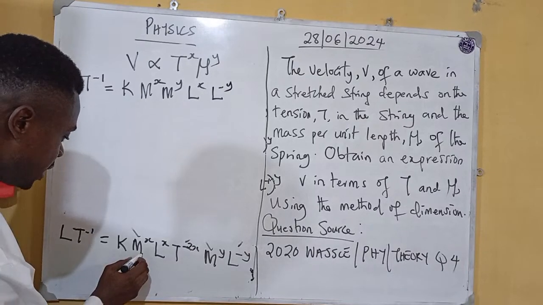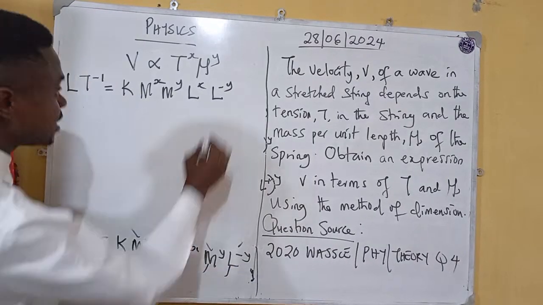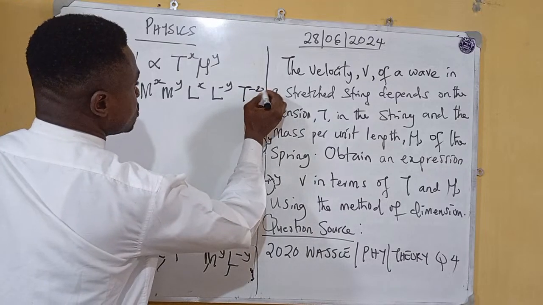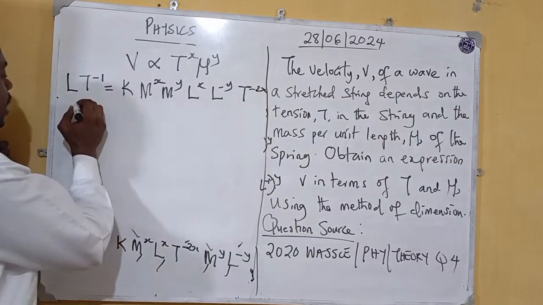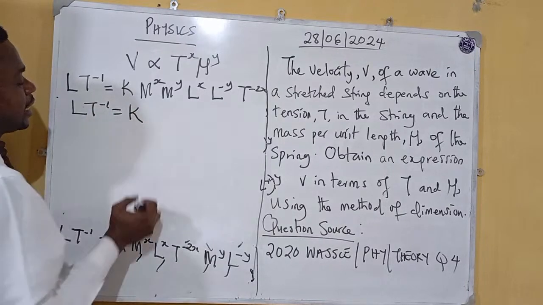So we are done with this. What is remaining is T raised to power minus 2x. Okay, let's continue. LT raised to power minus 1 is equal to K, which is still there, the constant.